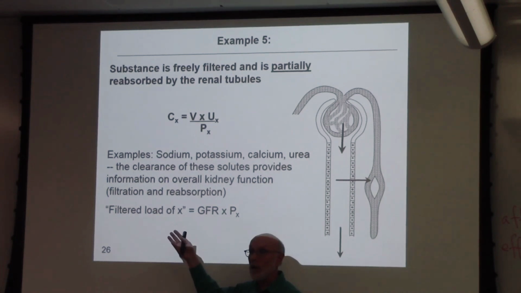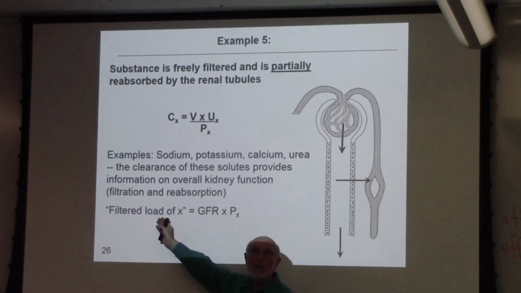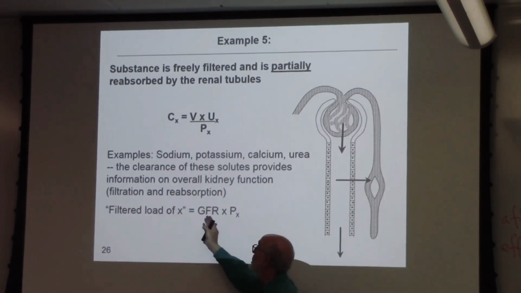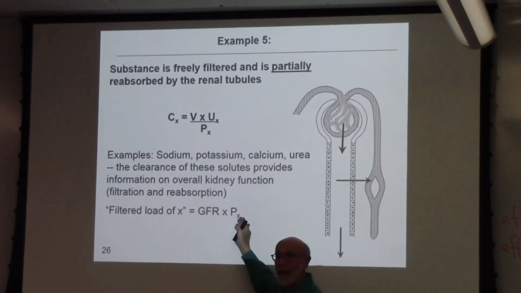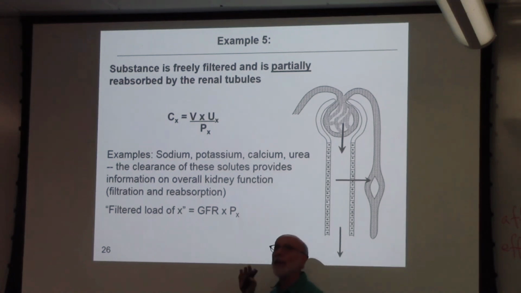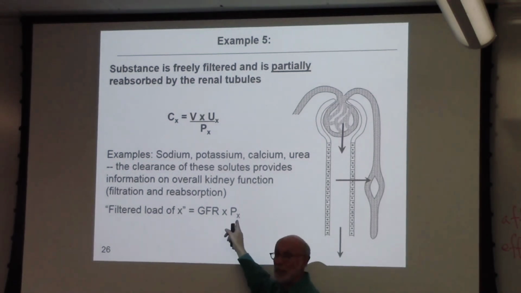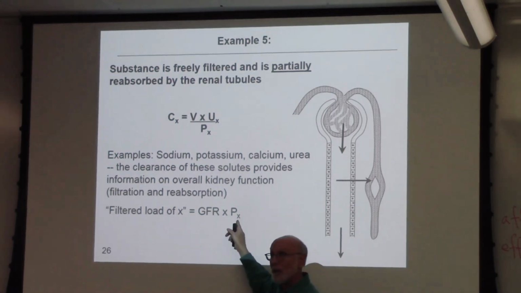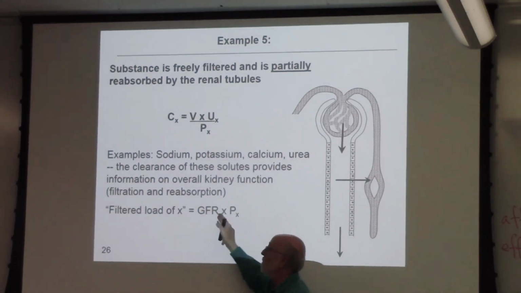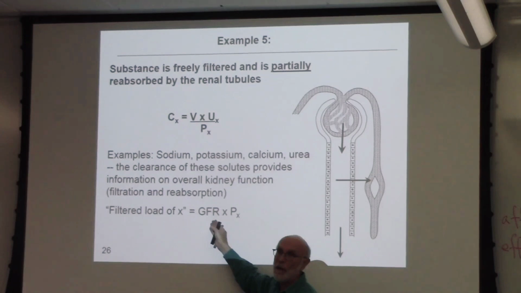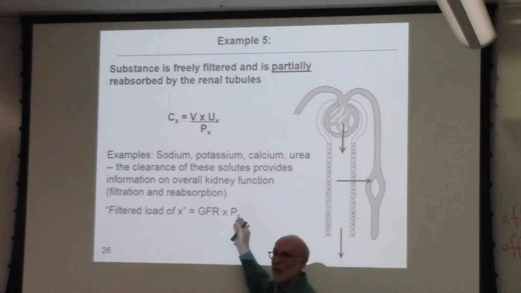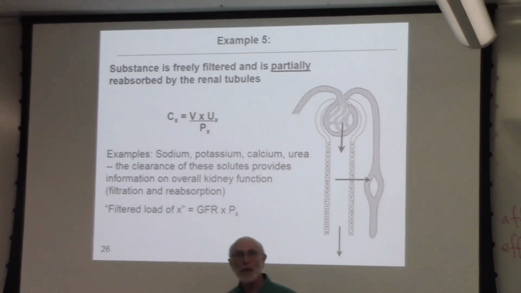Once you know the GFR, you can calculate something called the filtered load. It's the GFR times the plasma concentration of that stuff. So the excreted load is the urinary flow times the urinary concentration. And the filtered load is the filtered flow, GFR, times the plasma concentration. Those are things to know for the quiz.